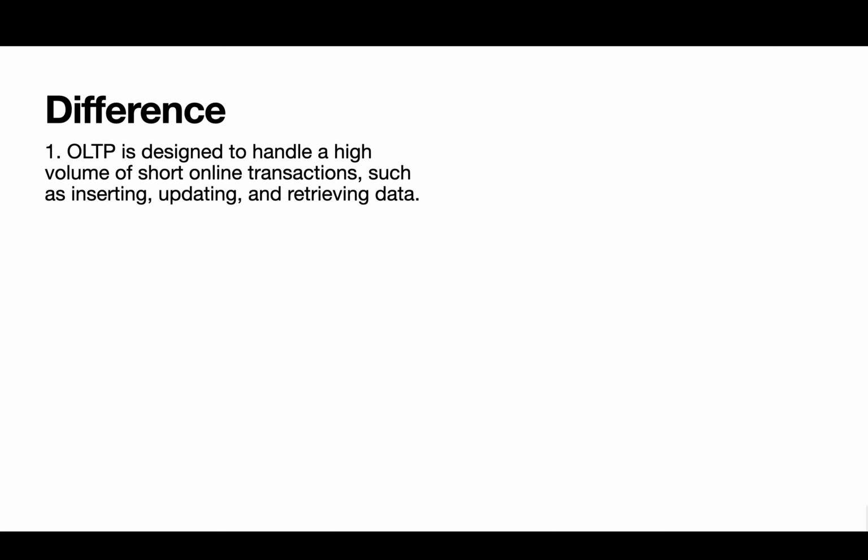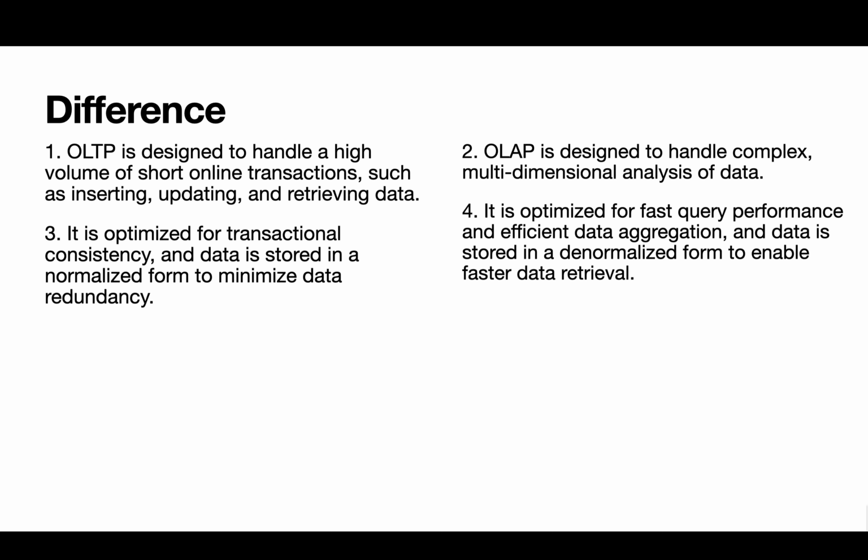Differences. 1. OLTP is designed to handle a high volume of short online transactions, such as inserting, updating, and retrieving data. 2. OLAP is designed to handle complex, multidimensional analysis of data. 3. OLTP is optimized for transactional consistency, and data is stored in a normalized form to minimize data redundancy. 4. OLAP is optimized for fast query performance and efficient data aggregation, and data is stored in a denormalized form.